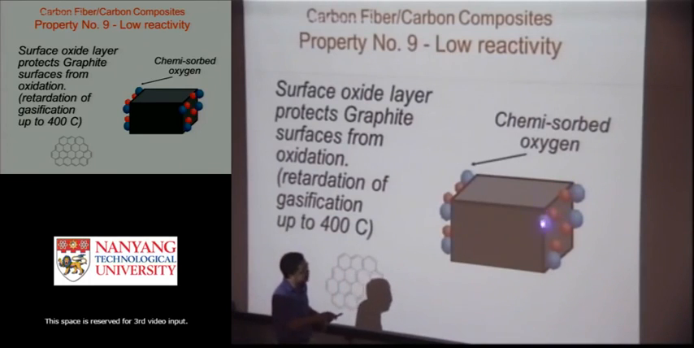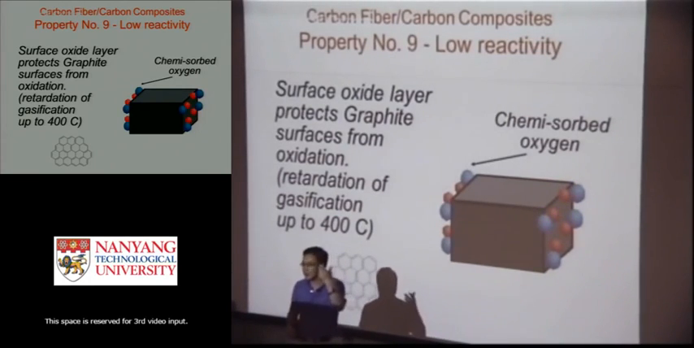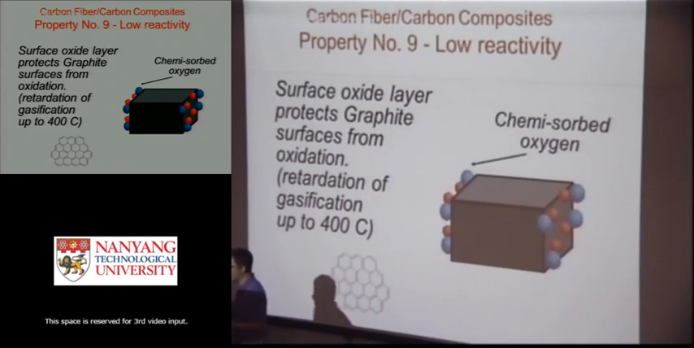Actually, in this case, this electron can have strong interaction with oxygen. So oxygen can stay on the surface. When oxygen stays on the surface, another oxygen cannot easily get inside to oxidize. So that's another thing that confirms that graphene or carbon-based material from room temperature to 400 degrees is pretty much stable. It's not that easy to oxidize.